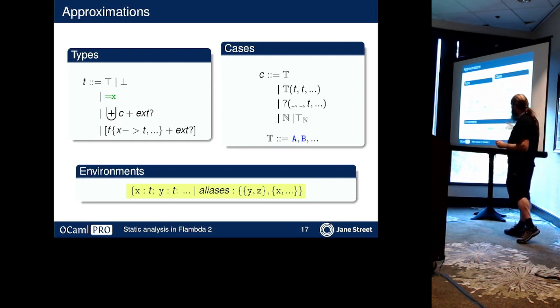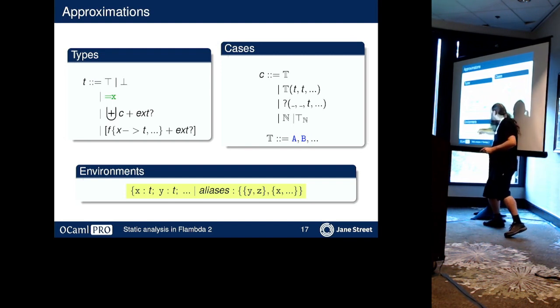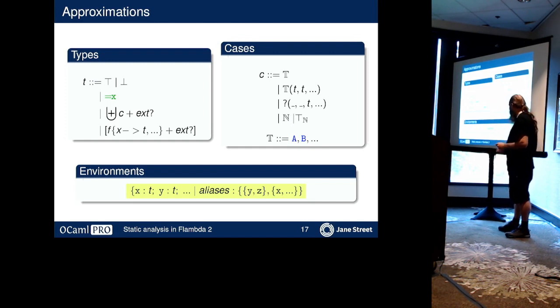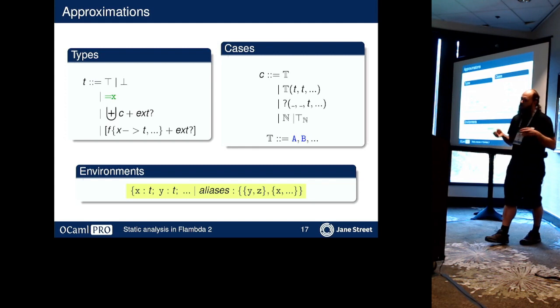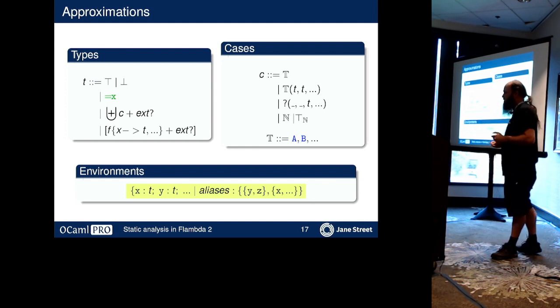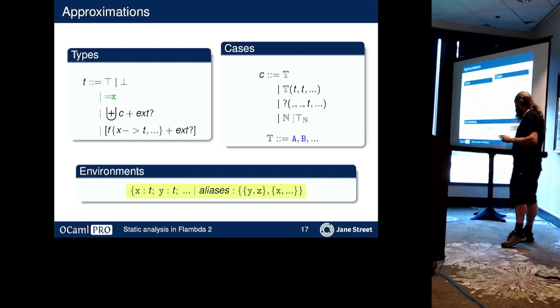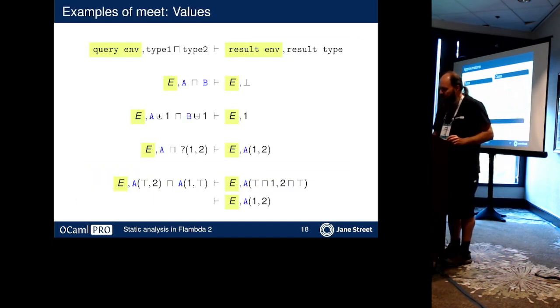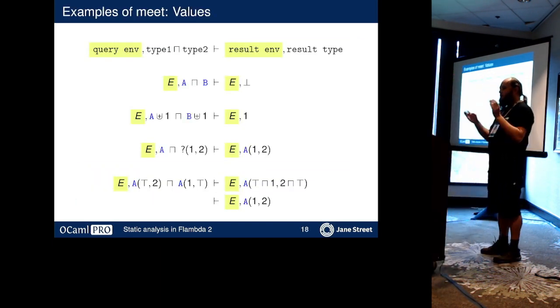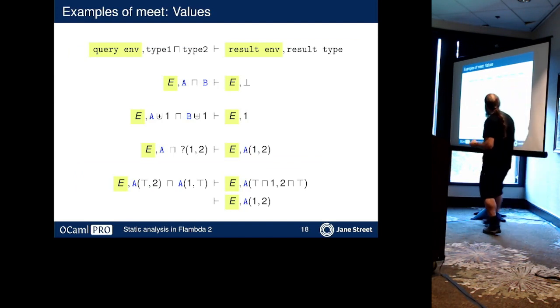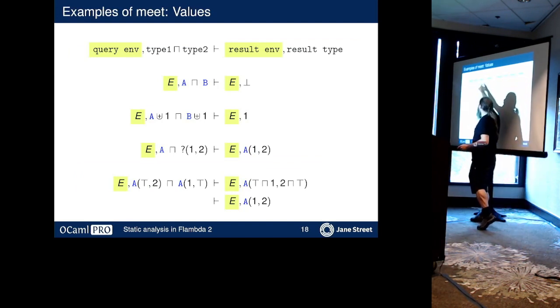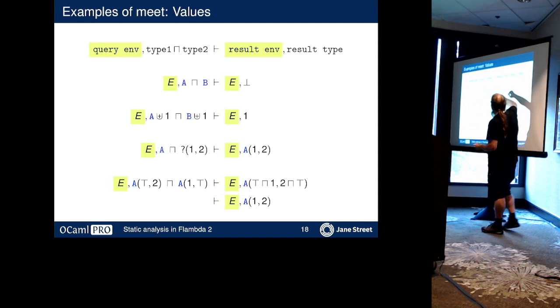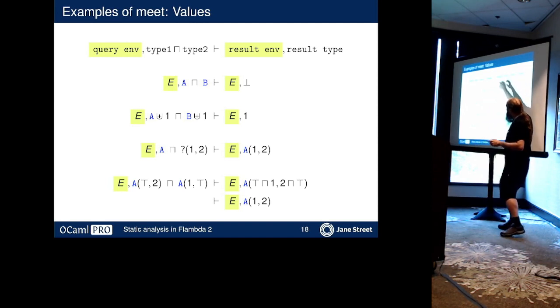And close to that, we have the environment, which is a set of bindings to types and a set of aliases, which are unions of variables that are supposed to be the same. So the yellow code in the slides is that environment. The interface of the meet, as I said, is the environment and two types, the meet, and then we have a result type and a result environment.